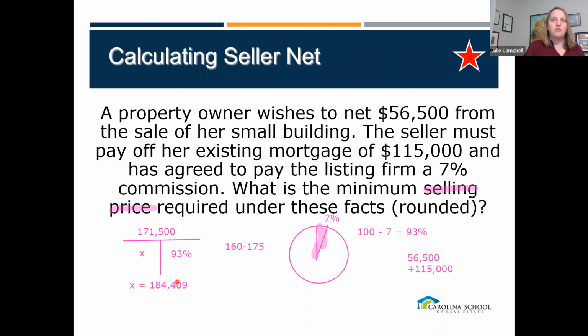So now that we know the sales price, now we can calculate your commission. So commission doesn't go on top. We're not going to add it on top.